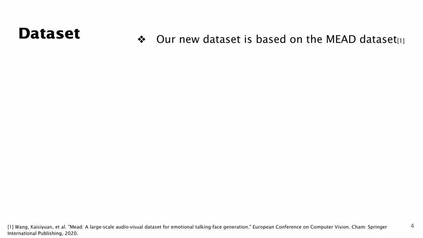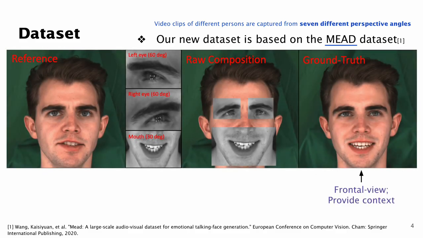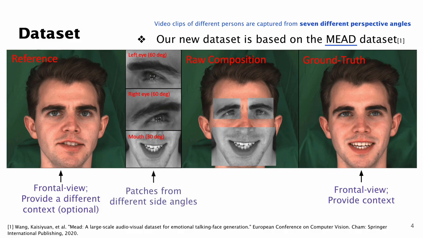Our dataset is based on the MED dataset, where video clips of different persons are captured from 7 different perspective angles. We use a front view image at each frame as a ground truth, and use a complete face in another frame as a reference image, which is used to provide the facial context. The local patches that approximate the images by headset camera are cropped from different angled images with the same identity and same frame index as the ground truth. The raw composition of our data is like this.